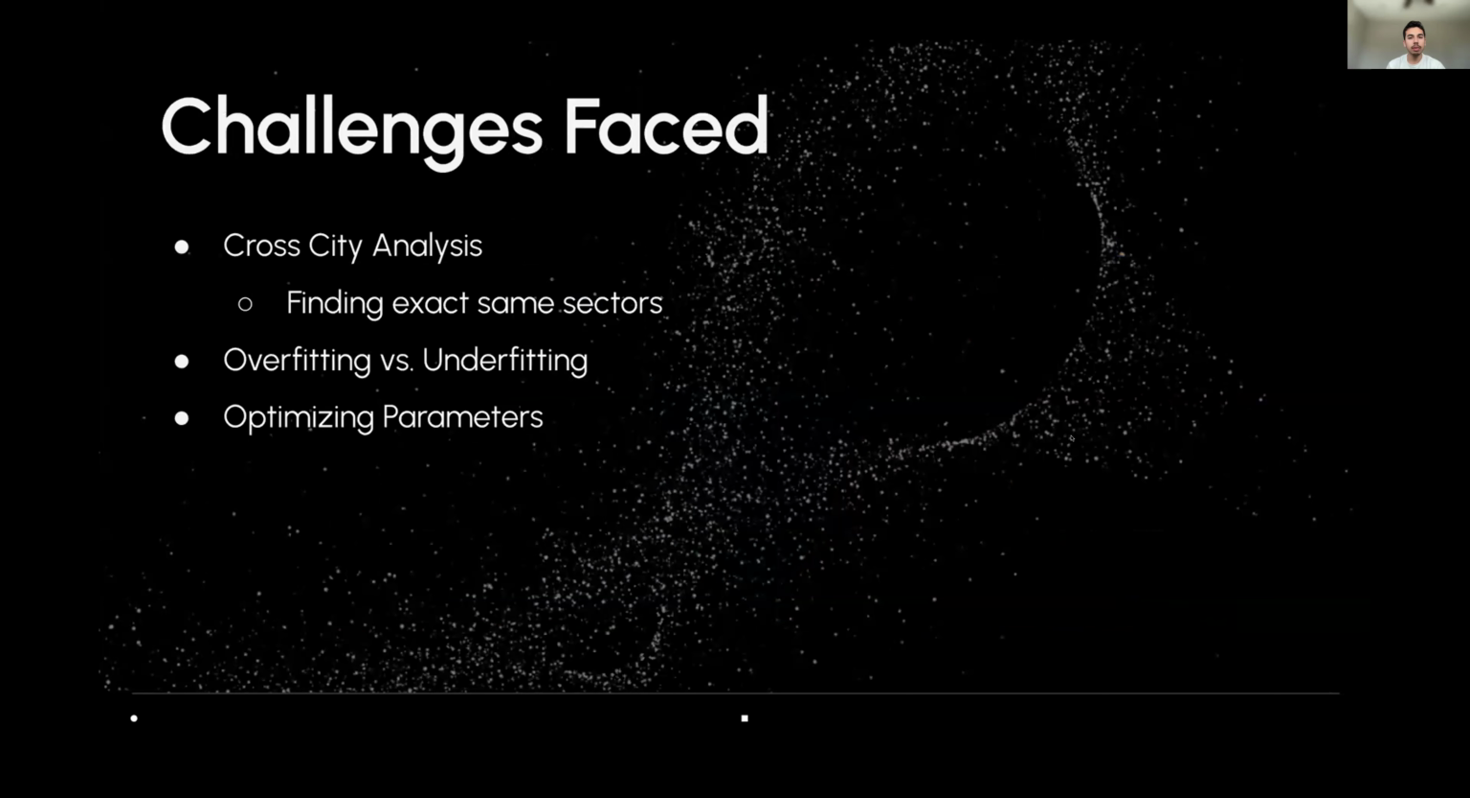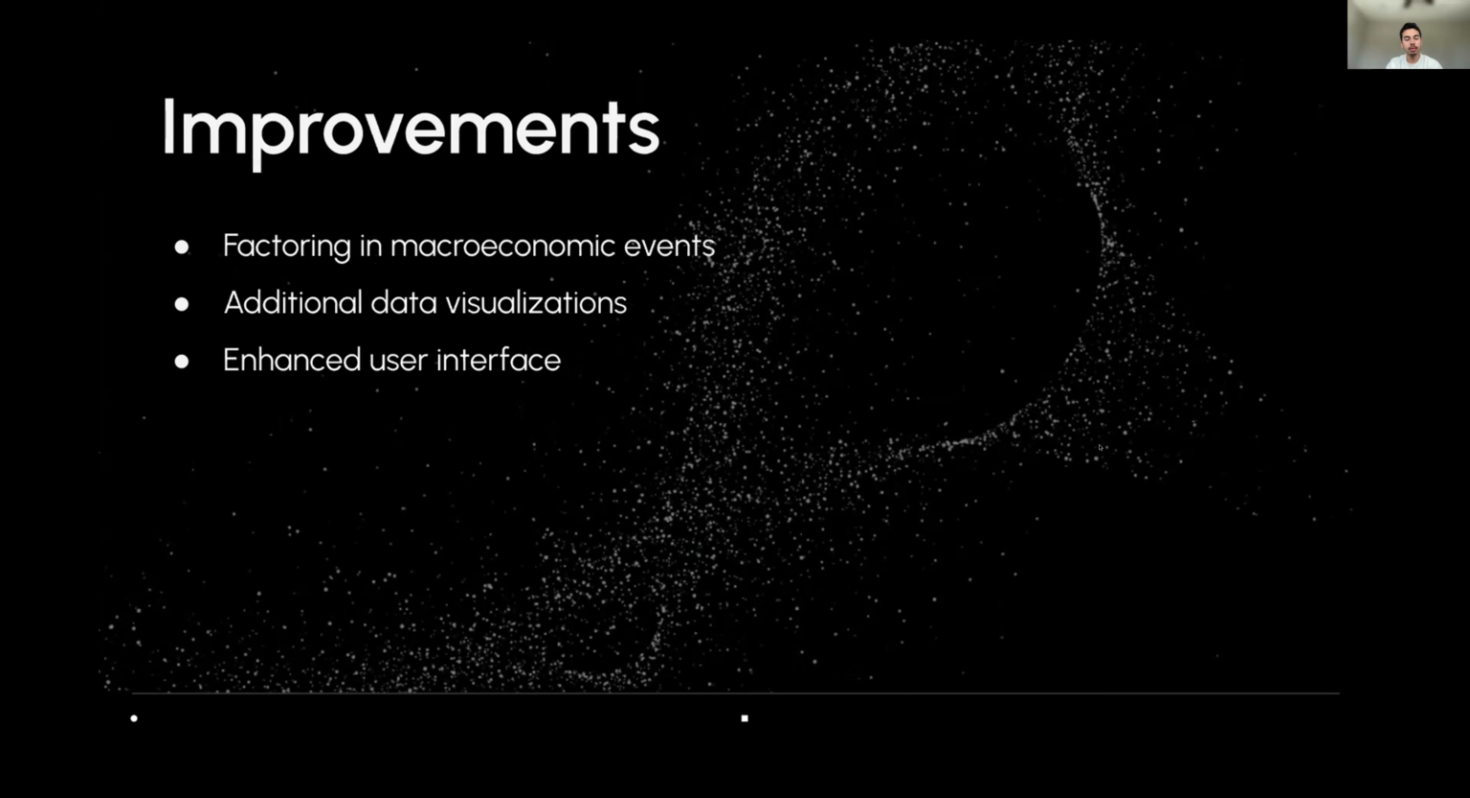So it's just some challenges we faced, quickly. One of them was finding the exact same sectors across cities. And then we also had to face overfitting and underfitting and just making sure we optimize the parameters correctly. And then for improvements, we could definitely account for macroeconomic events. And we could have done some additional data visualizations to help convince investors. And we could have implemented an enhanced user interface or dashboard.